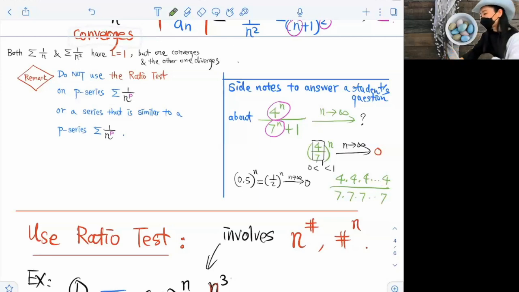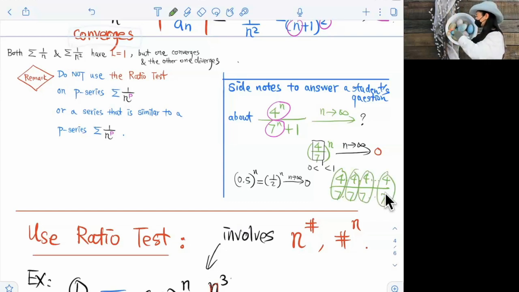So the more times you multiply, each one of them is less than 1, right? The more times you multiply, does it get smaller and smaller? Like 0.5 times 0.5 times 0.5, etc. It goes to 0. So it goes to 0. It's not 4 over 7. So this one here is not a polynomial.